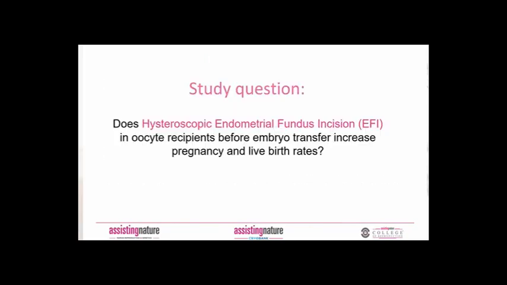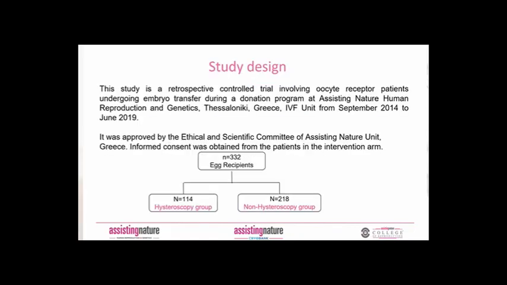Study question: does hysteroscopic endometrial fundus incision in oocyte recipients before embryo transfer increase pregnancy and live birth rates? This study is a retrospective controlled trial involving oocyte recipient patients undergoing embryo transfer during a donation program at Assisting Nature Human Reproduction and Genetics, Thessaloniki, Greece. It was approved by the Ethical and Scientific Committee of the Assisting Nature Unit. Informed consent was obtained from the patients in the intervention arm.